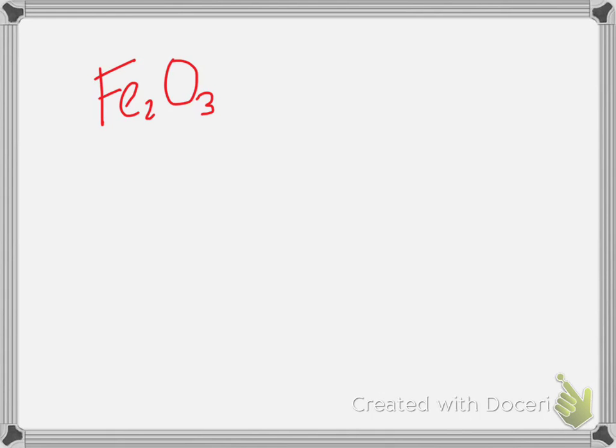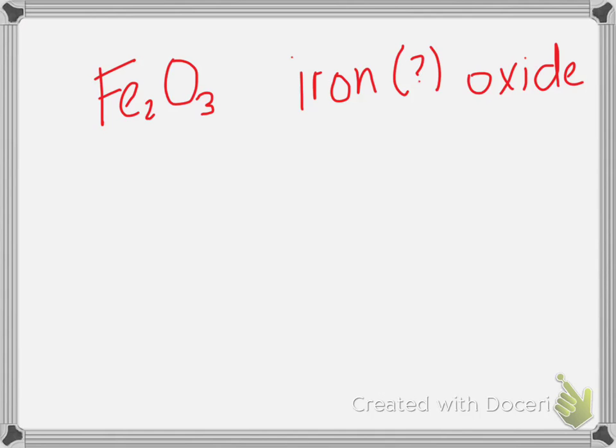And I say to you, what is this compound called? So, when you're naming an ionic compound, you know that it's name of the first ion, name of the second ion. We know this is going to be iron oxide, but if we just say it's iron oxide, we're wrong, because it's iron some number oxide, and we don't know what that number is yet.